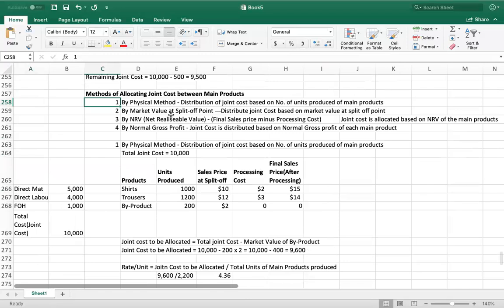But which method we will use again depends on the management. Management will decide which method they will use, and whatever they decide, we will accept it.